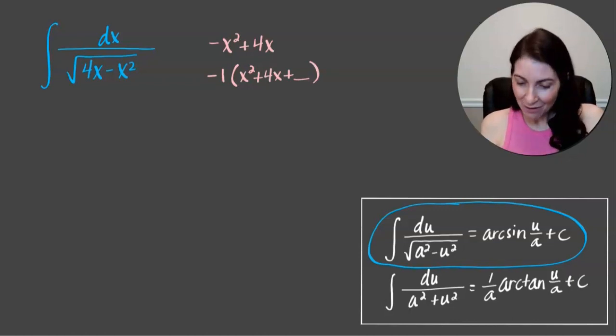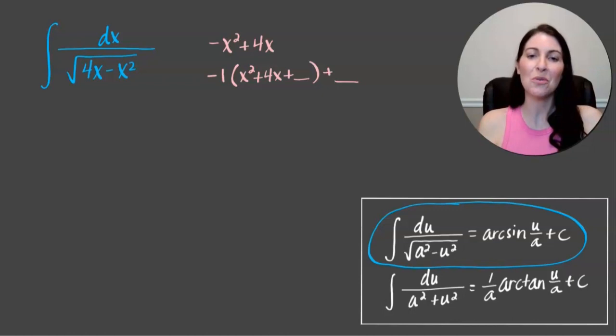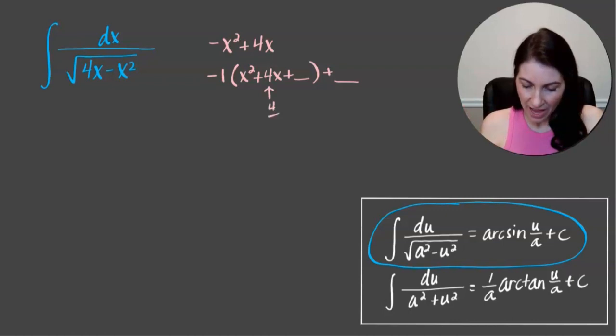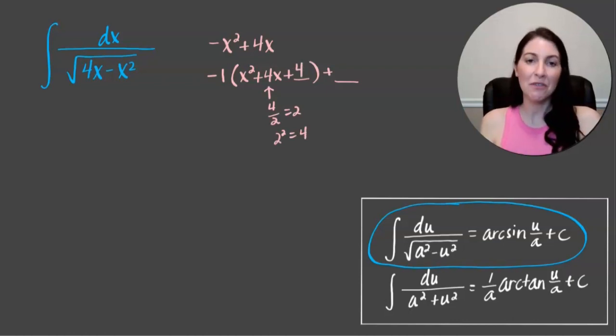Now, again, if I add a number, I have to undo what I just did, so I'll put another space out there. To complete the square, you're going to take the coefficient of x and divide by 2. And then you square that number. So here we get a positive 4.